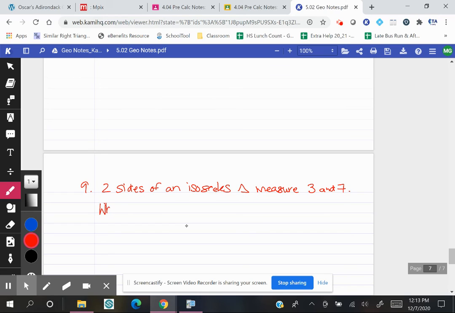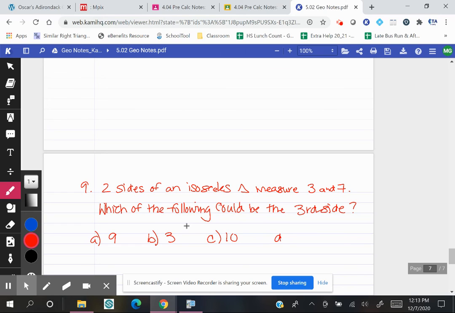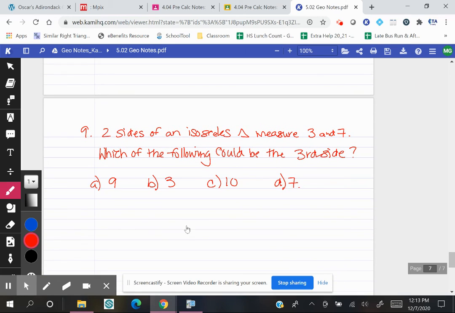Which of the following, so multiple choice here, could be the third side? So A is 9, B is 3, option C is 10, and D is 7. Okay, pause the video here, take a moment and answer this question.